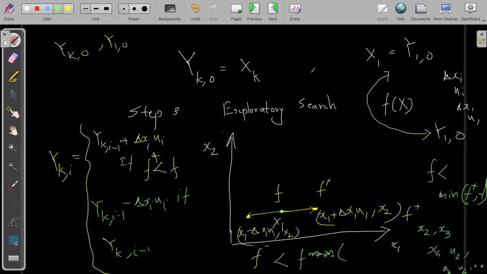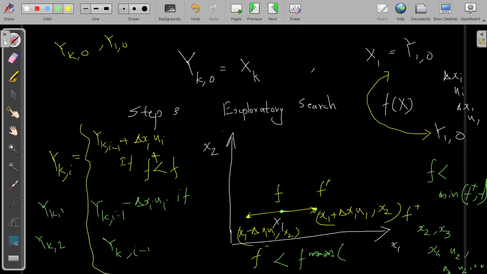Suppose this is our new perturbed point, that means this point, yk i minus 1 plus delta xi ui, where i equals 1. Then you will get this point, and from this point we will repeat the exploratory search. Earlier it was yk1, now it will be yk2.